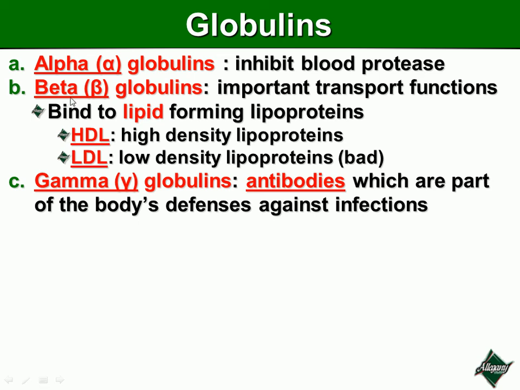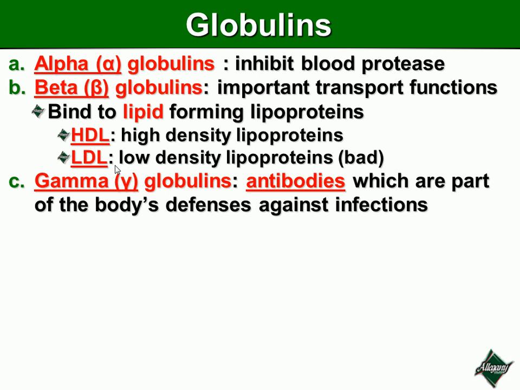And also you find beta globulins, which are important for transport functions. So these globulins will bind to lipids forming lipoproteins, and there are two different forms. The high density lipoprotein, HDL, is a good lipoprotein, but there's a bad one called the LDL, which is shown to be related to how much fat you have in the body. So LDL stands for low density lipoproteins, which are the bad ones.